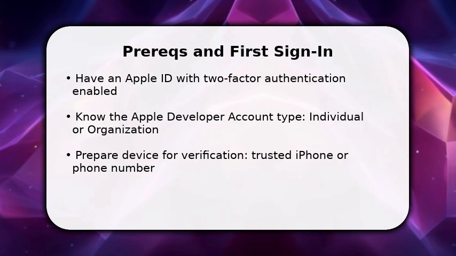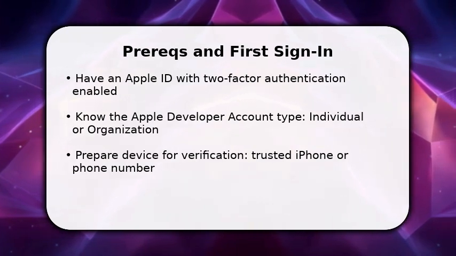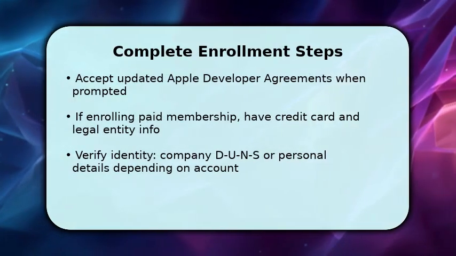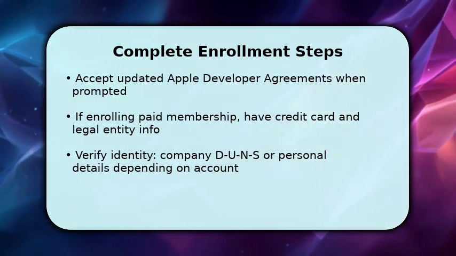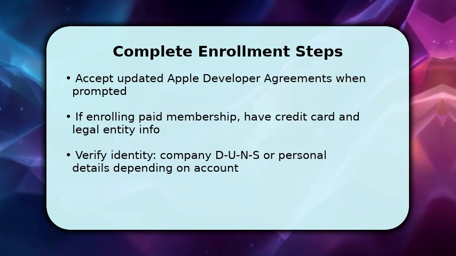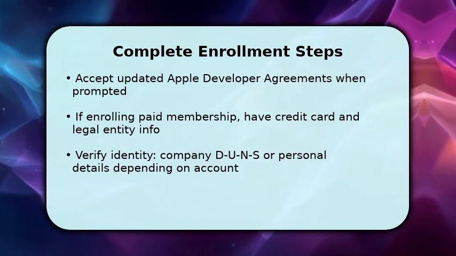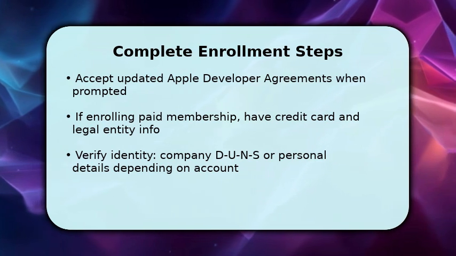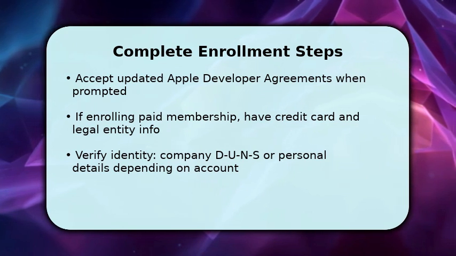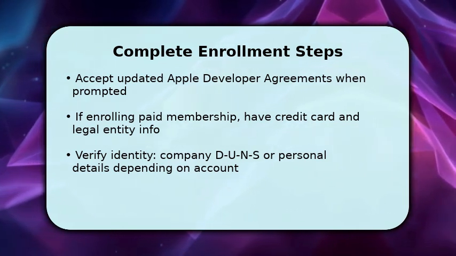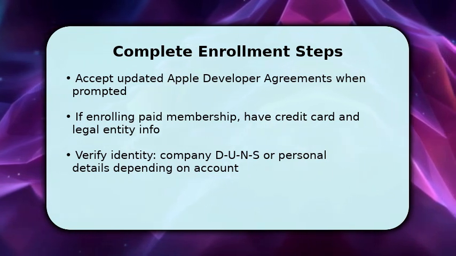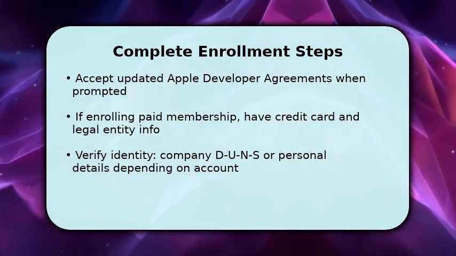Once signed in, proceed to enrollment or team selection. Accept any updated agreements to unlock features. If you're registering a paid developer membership, enter payment and legal entity details now so the process won't stall. For organizations, confirm your DUNS number and authorize admin invitations. For individuals, verify your personal information. Make sure to enable certificate access and App Store Connect permissions if you'll publish apps.